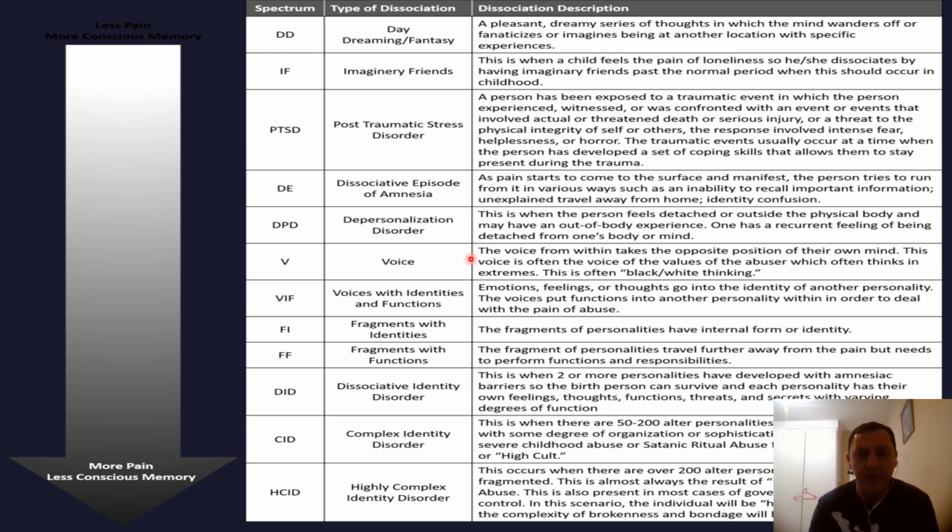Then we get to DPD, depersonalization disorder. This is when the person feels detached or outside the physical body and may have an out-of-body experience. One has a constant feeling of being detached from one's body or mind. Then the voice from within takes the opposite position of their own mind. This voice is often the voice of the abuser, which often thinks in extremes. This is often black and white thinking. So this can also be somebody that's been abused by a narcissist. Then they'll hear the narcissist's voice over and over, the abusive parent, the critical, judgmental parent.